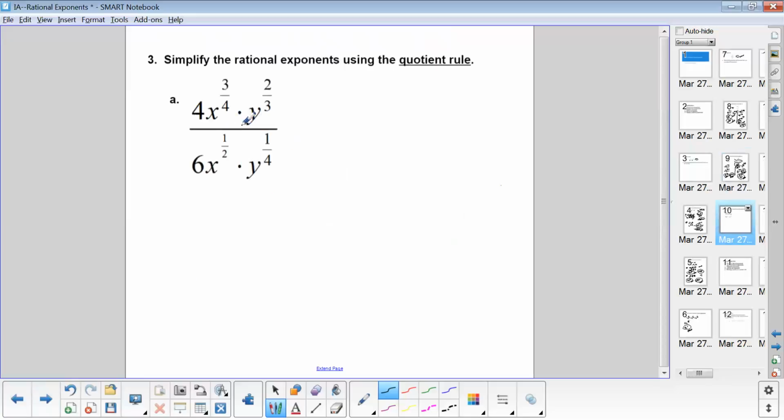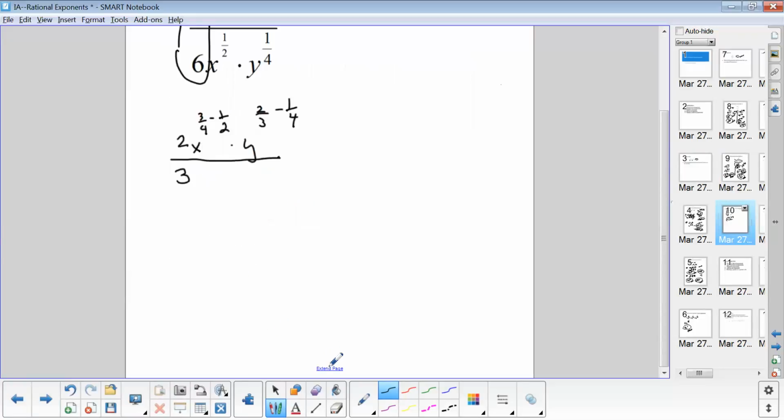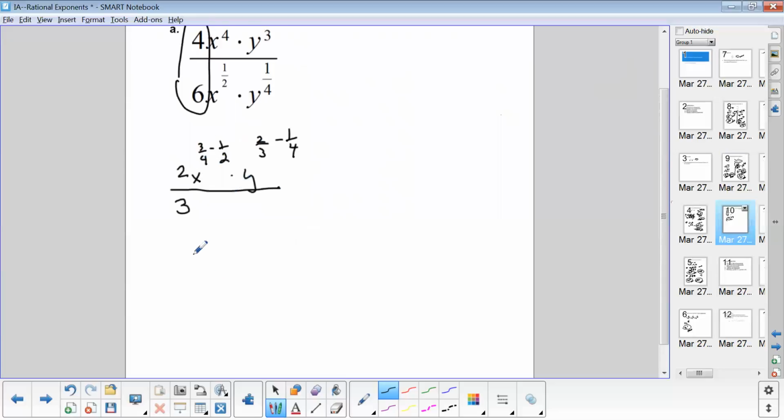Quotient rule again, because I see division, and I see bases of x, and I see bases of y, and I see 4/6. So 4/6 simplifies to 2/3. This is x to the 3/4, take away 1/2, all multiplied by y to the 2/3, take away 1/4. So notice I put everything in the numerator. I'm just showing my subtraction. So 3/4 and 1/2, that would be 3/4 take away 2/4 for x.